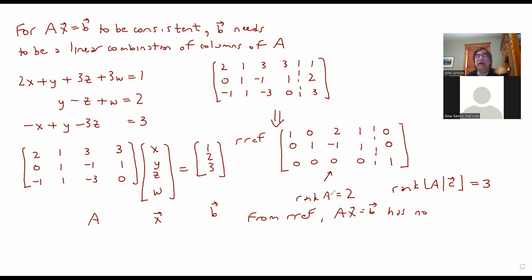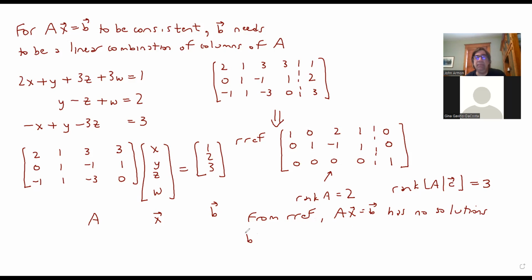So this is another way of noticing when a system will be consistent or inconsistent. If the rank of this matrix is the same as the rank of the augmented matrix, you'll have solutions. But if this number is bigger, and the only way it's going to be bigger is one bigger. Notice you have a leading one here, leading one here, leading one here. So that makes the rank of this matrix 3. So from our RREF, the original system has no solutions.